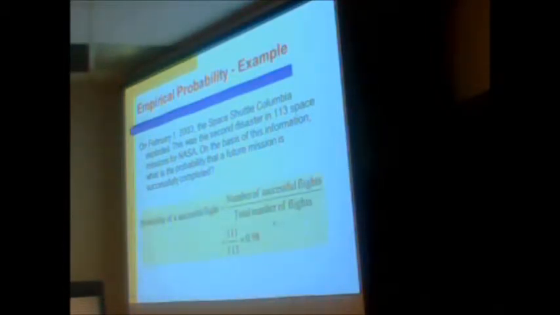2 of those flights were not successful. So what's the probability, given this information, given this time period, that your flight would be successful launching a shuttle? It would be 98%. 111 divided by 113. Very straightforward, again, given the information that you have.